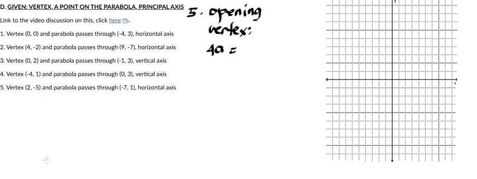We have number 5 with a vertex at 2, negative 5, and a parabola that passes through negative 7, 1 with the horizontal axis. So we have now the idea that the opening could be either left or right. So let's now plot our vertex. The vertex is at 2 for x and then negative 5 on y. So negative 1, negative 2, negative 3, negative 4, negative 5. So this is where our vertex is.